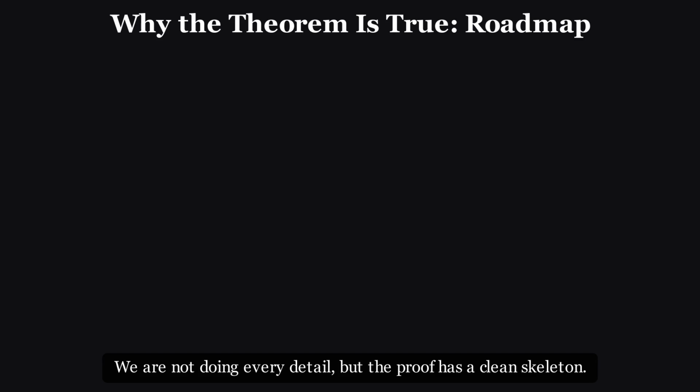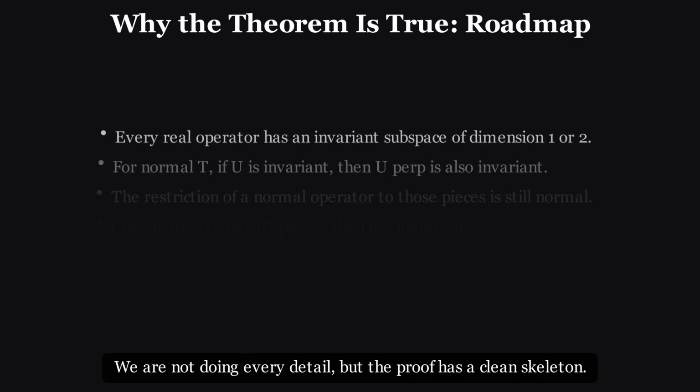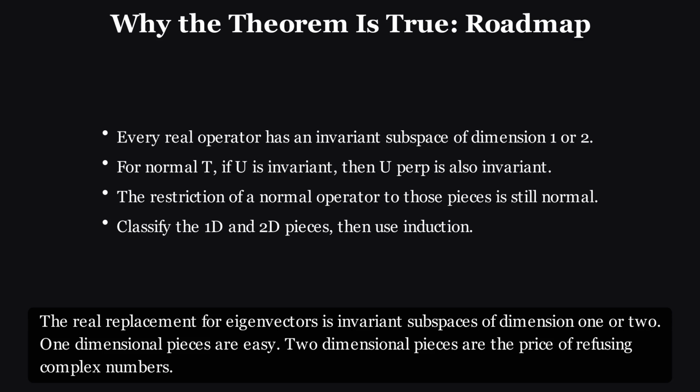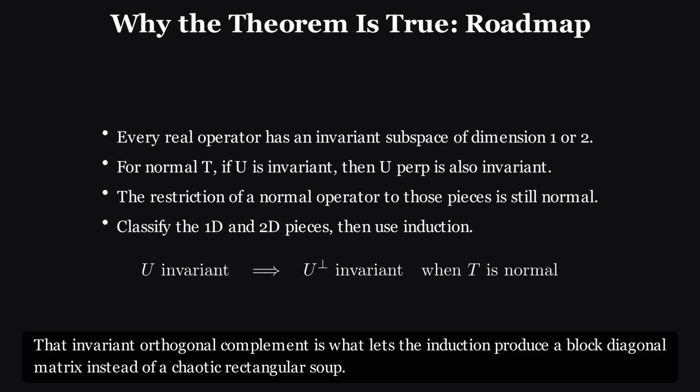We are not doing every detail, but the proof has a clean skeleton. The real replacement for eigenvectors is invariant subspaces of dimension 1 or 2. One-dimensional pieces are easy. Two-dimensional pieces are the price of refusing complex numbers. That invariant orthogonal complement is what lets the induction produce a block diagonal matrix, instead of a chaotic rectangular soup.